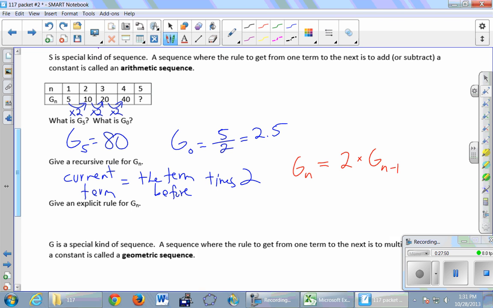I mentioned before, you always have to write one other thing when you write the recursive. You got to give me a starting point. Really, any starting point is fine, but the first number in the table is the natural starting point. G1 is 5.